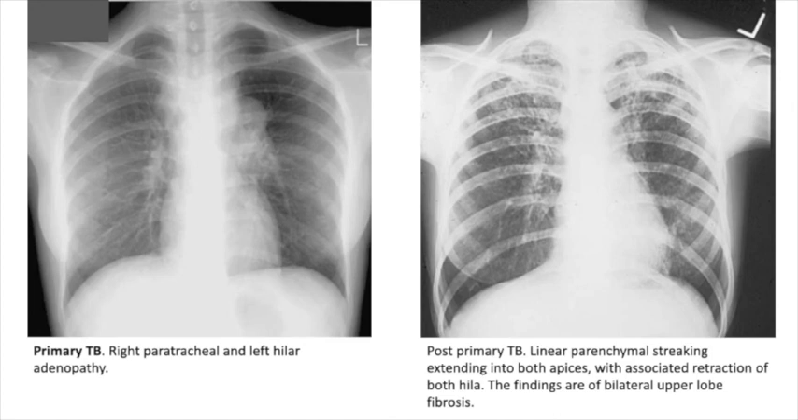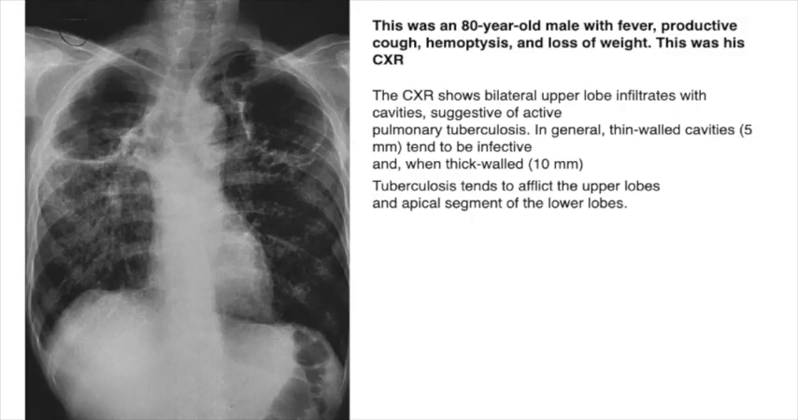In post-primary TB, we're going to see fibrosis, opacities, retractions. You can see in this case both upper lobes with fibrosis. This is a sample of chronic TB. Now this is another sample of chronic TB.